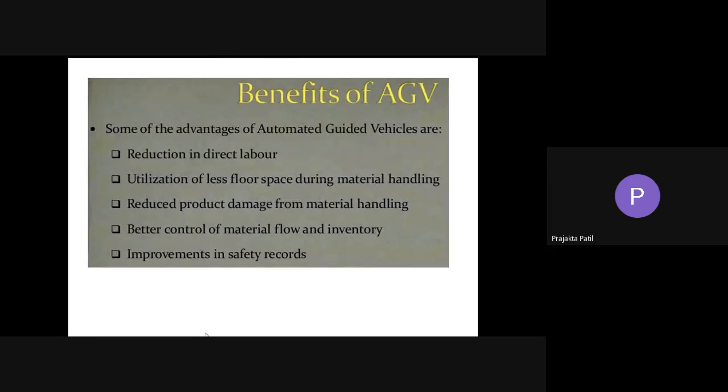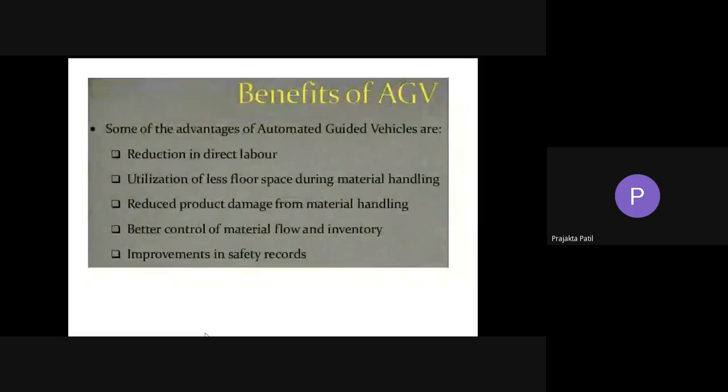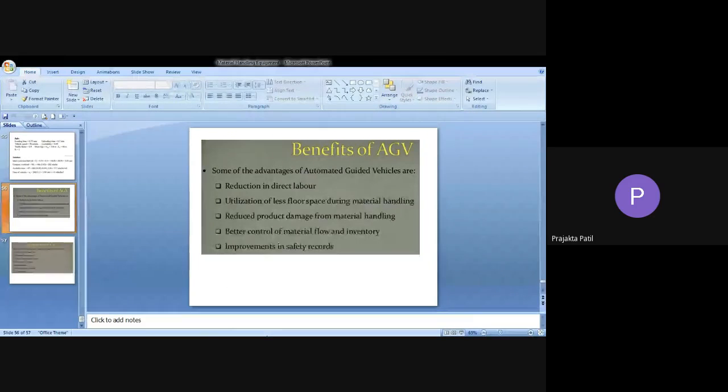So benefits of AGVs and then applications, we can stop here. Just refer to the textbook, and there are some solved problems in the textbook. Try to solve those problems. One solved problem I just discussed now. There is one more solved problem with respect to the flow chart, the from-to chart and the network diagram. You can just try solving that. If you have any doubts, you all can contact me. And all the best for your test, which is on Monday.